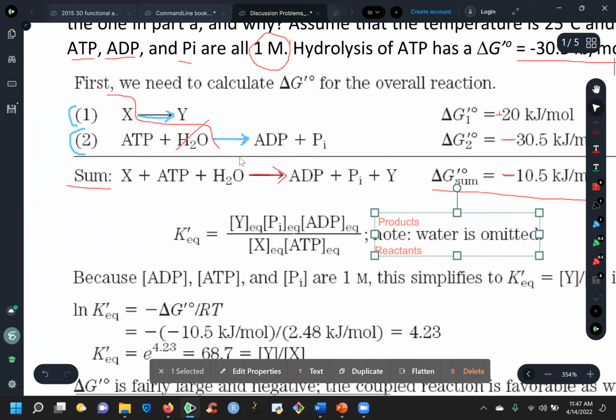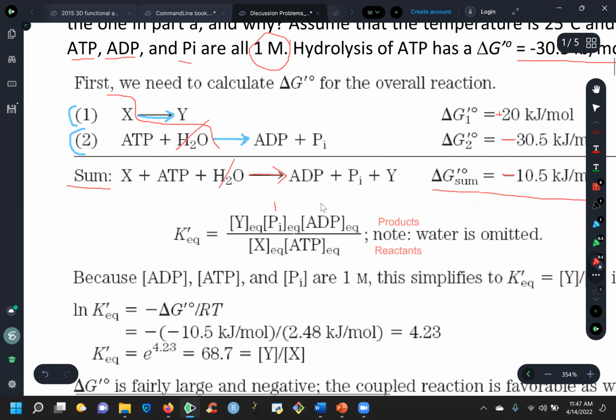Okay, and then what they told us, because this is equilibrium, is that phosphate is 1 molar, ADP is 1 molar, and ATP is 1 molar. So really, we can cross all this out. And our KQ is equal to the Y over X ratio. So that makes our math really easy, huh?